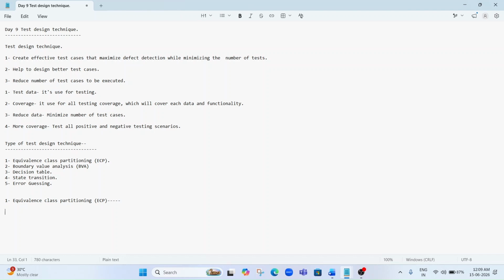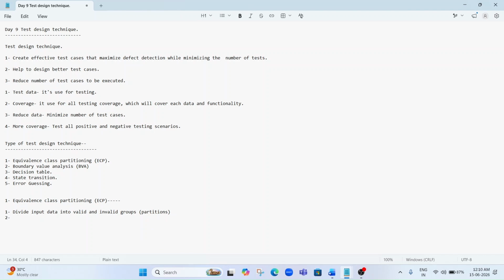The equivalence class partition is mostly used to divide input data into valid and invalid groups, which means partitioning. The data which we will test, we divide into valid and invalid groups so that we can achieve more coverage.